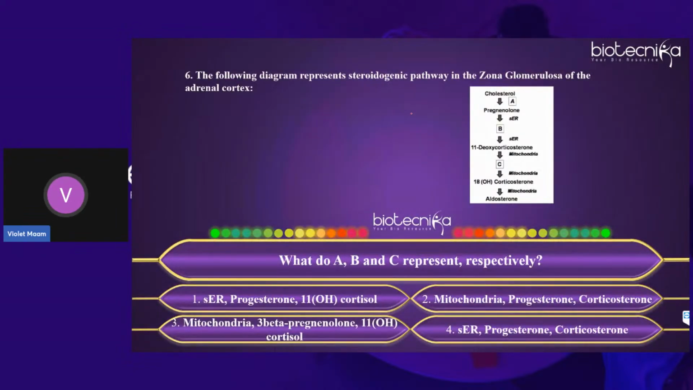Okay, we'll move ahead and see the next question. That is question number 6. The following diagram represents the steroidogenic pathway in the zona glomerulosa of the adrenal cortex. So they have given you a pathway over here. What do A, B, and C represent respectively? So can you all try and tell me?